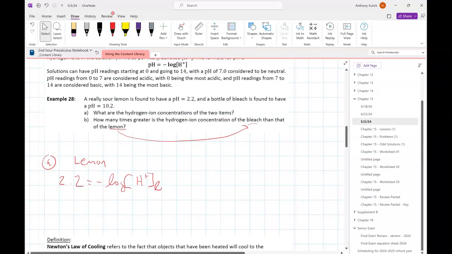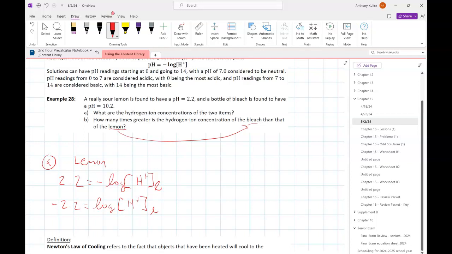So how do I get the concentration of hydrogen by itself? Divide by negative 1, right? And then how do I get rid of the log in front of that? Exponent base 10. And then that's moles per liter for my hydrogen ion concentration, right? That's it. Easy peasy, right?